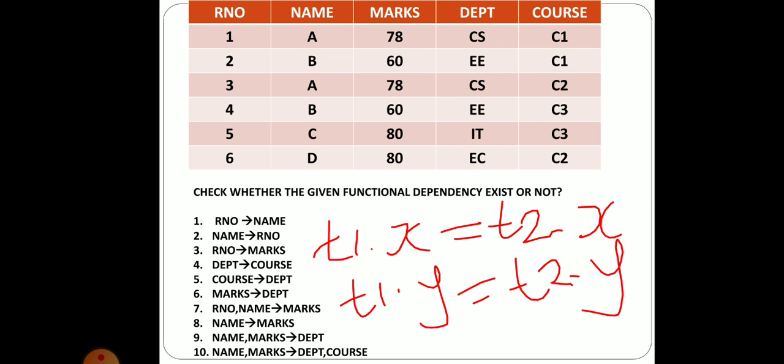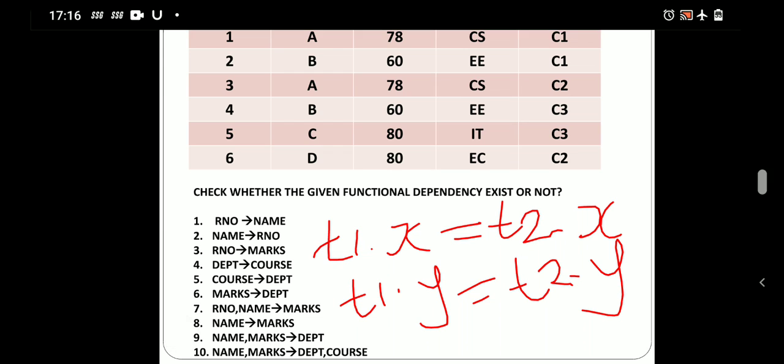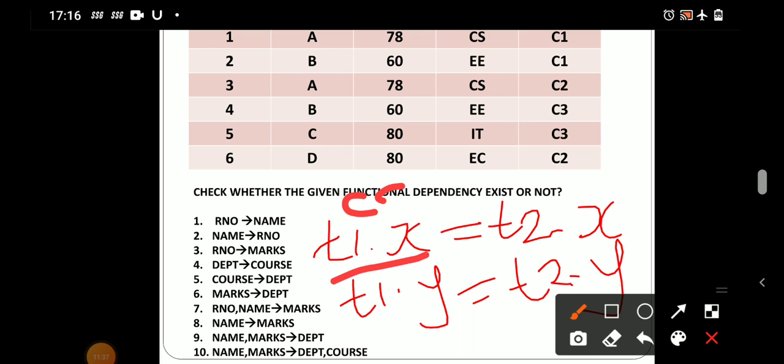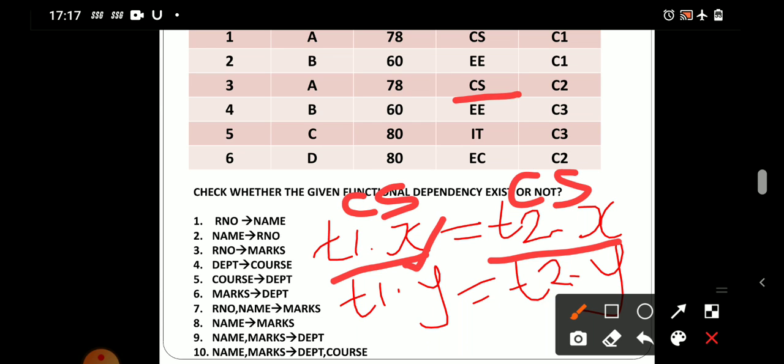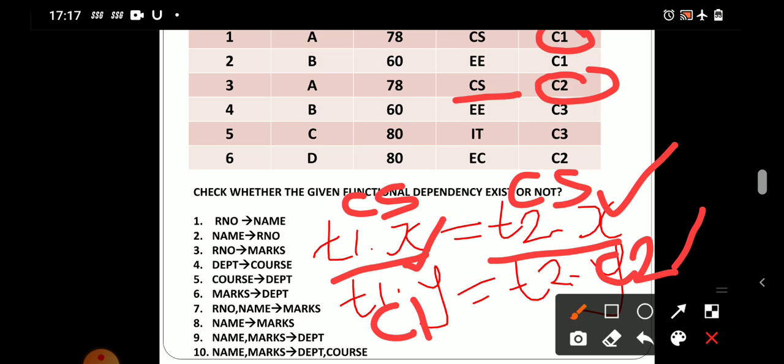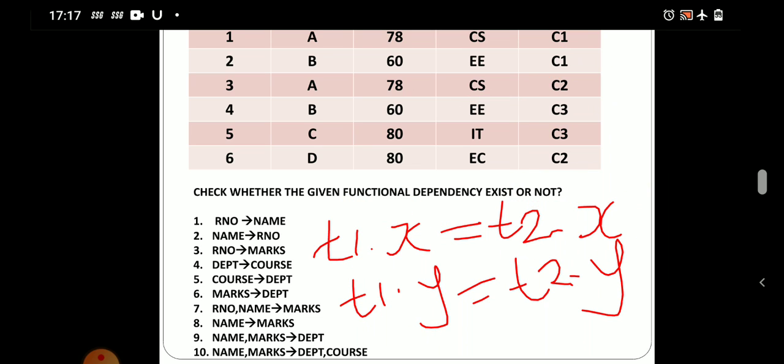You can check according to this condition also, which I have written: T1 dot X. And what is T1 dot X? T1 dot X value is CS. Now T2 dot X, means tuple 2 value, is CS. These are equal. Now we have to check for Y also, means the other value. So check this CS having the course C1. Here the value is C1, and the third CS has the value C2. Means this condition is true, but the second condition is false. And if this happens, then we say that the given functional dependency is not existing. So the fourth functional dependency is not existing.